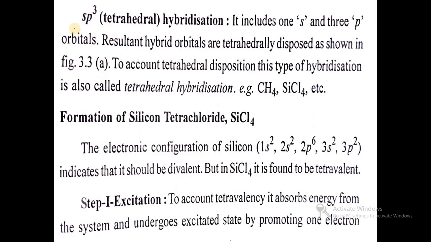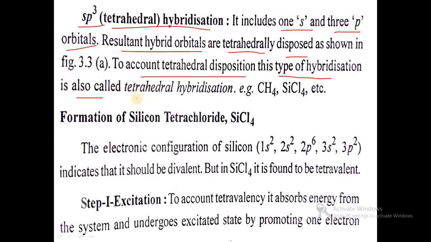In sp3 tetrahedral hybridization, it includes one s and three p orbitals. The resultant hybrid orbitals are tetrahedrally disposed, and to account for this tetrahedral disposition, this type of hybridization is also called tetrahedral hybridization. Examples are methane and silicon tetrachloride. So we will see the example, that is silicon tetrachloride, SiCl4.